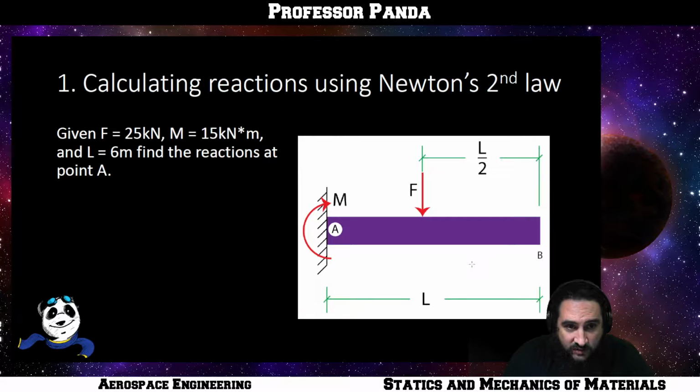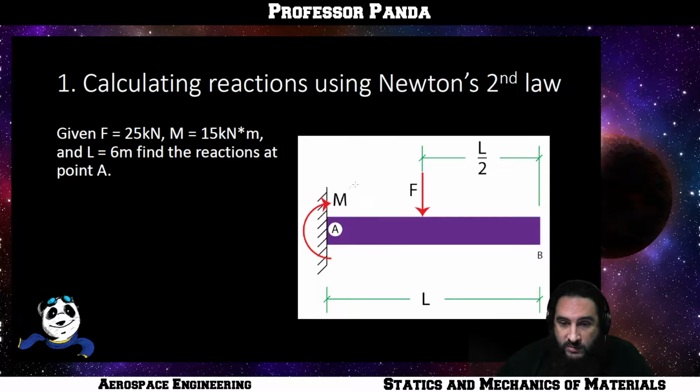Problem statement reads, given F is equal to 25 kilonewtons, M is equal to 15 kilonewton meters, and L is equal to 6 meters, find the reactions at point A. So observing our diagram, we see point A is rigidly attached to a wall. So we should get all three reactions in 2 dimensions. Get an X, get a Y, get a moment.